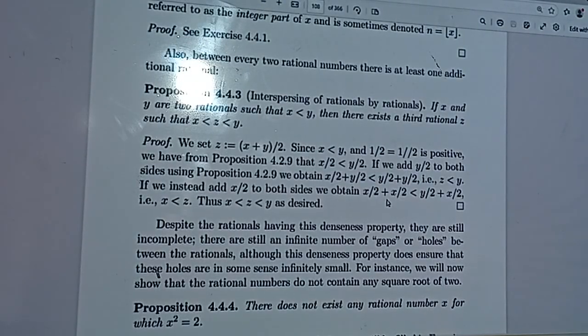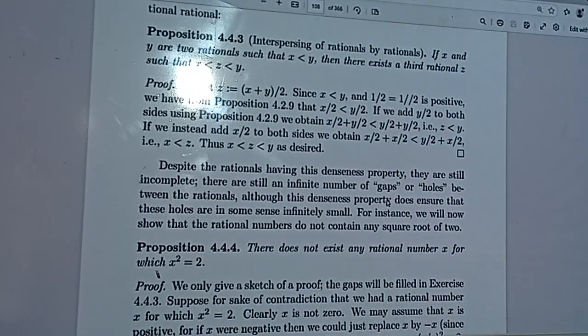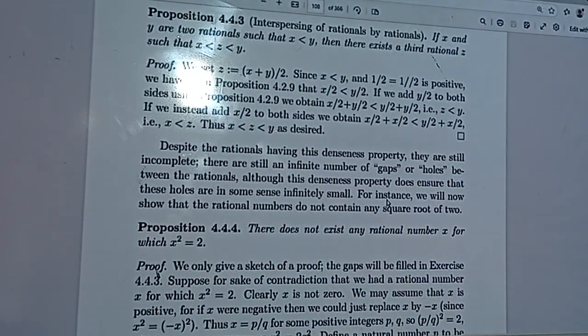For instance, we will now show that the rational numbers do not contain any square root of 2. He is saying there is no rational number x for which x squared is equal to 2. He has written a proof here.